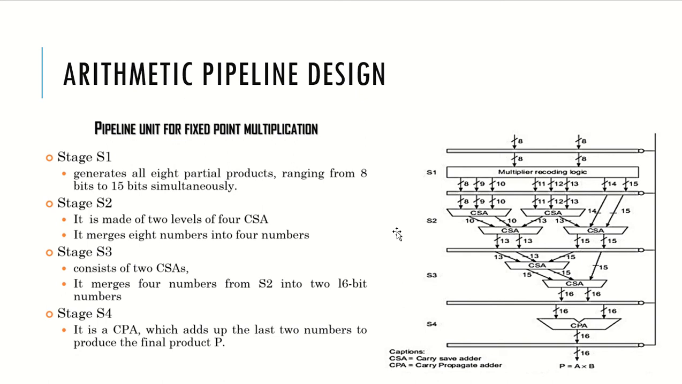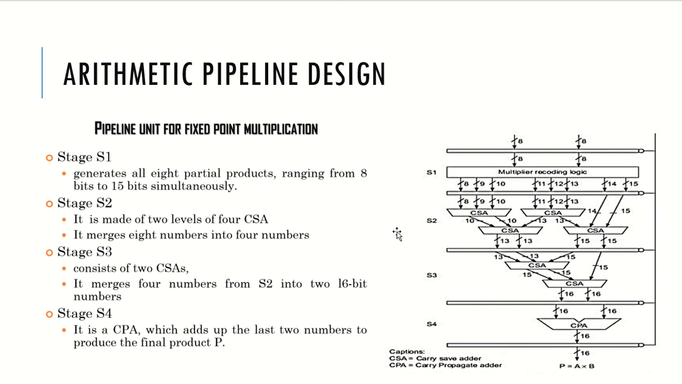Moving to the second stage, you have 8 different partial products. The first one having 8 bits and the last one having 15 bits of length. You will take them to the second stage, where you have 4 carry save adders, 2 on each level. So you have 2 levels in total. In the second stage, these 8 partial products will undergo the carry save operation, and it will generate 4 outputs.